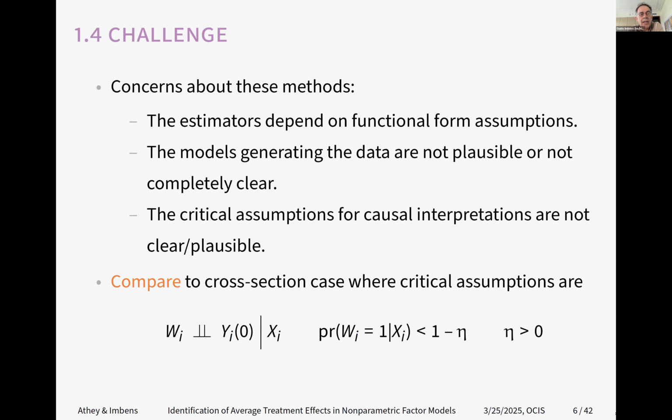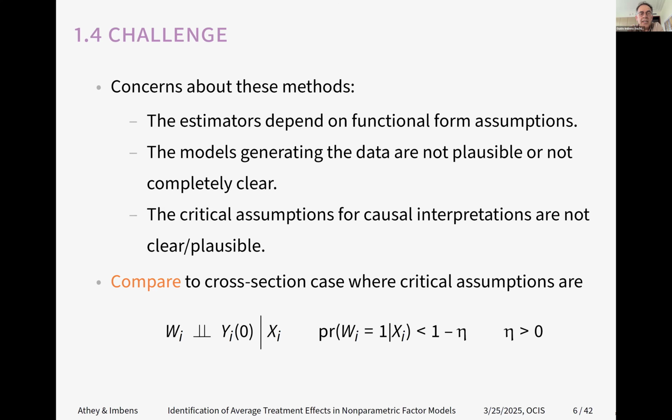workhorse setup is one where you assume that conditional on a set of observed confounders, here denoted by X_i, you have independence between the treatment indicator, W_i, and the potential outcomes. And that seems a very nice, clean way of formulating the critical assumption, going back to Rosenbaum and Rubin. And that's been very popular in the cross-section empirical literature.